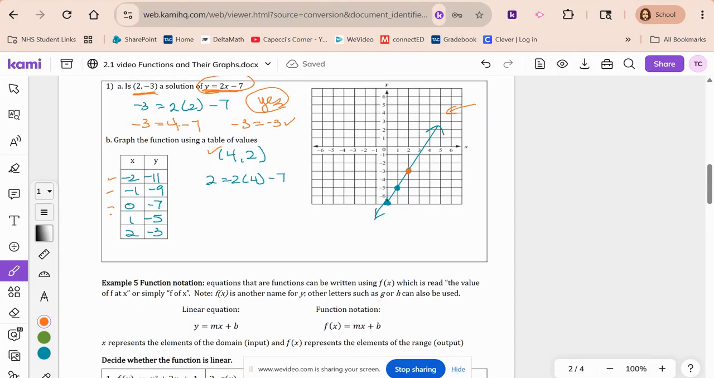Now, let's look at another one. I have (4, 2). Is that a solution? Remember, this is my x, this is my y. When I substitute that in, that does not work, right? 2 does not equal 8 minus 7. And you can see if I go 4, +2, that's not on my line. So again, that's not a solution of the equation.